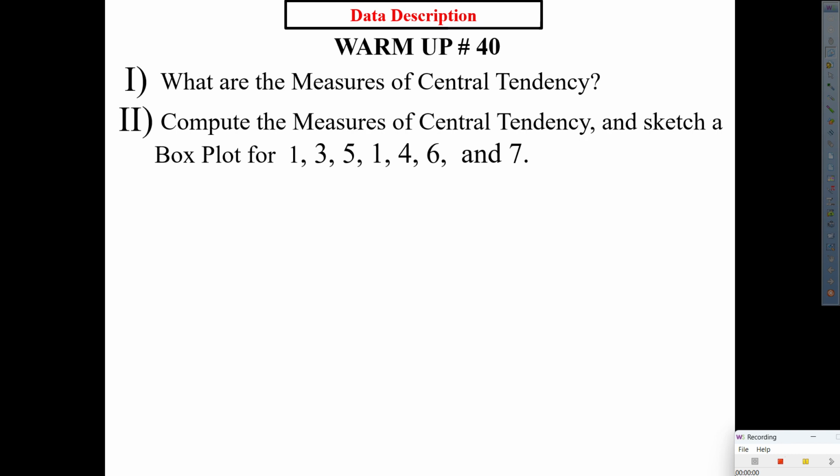Please, warm-up number 40 is on the screen. Once again, what are the measures of central tendency? Compute the measures of central tendency, and then sketch a box plot right after for 1, 3, 5, 1, 4, 6, and 7. I'll give you guys about 6 minutes.